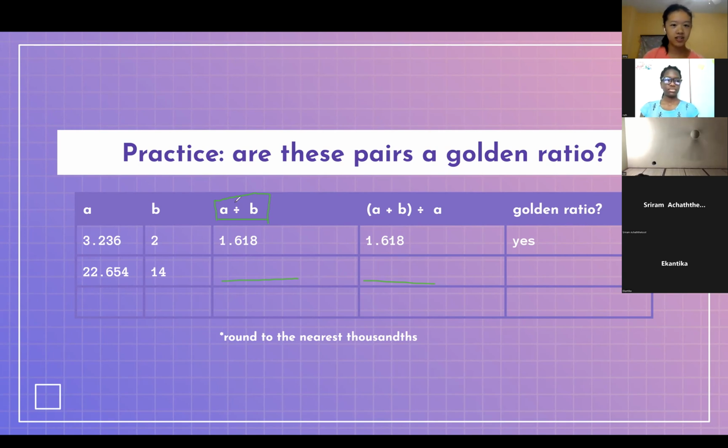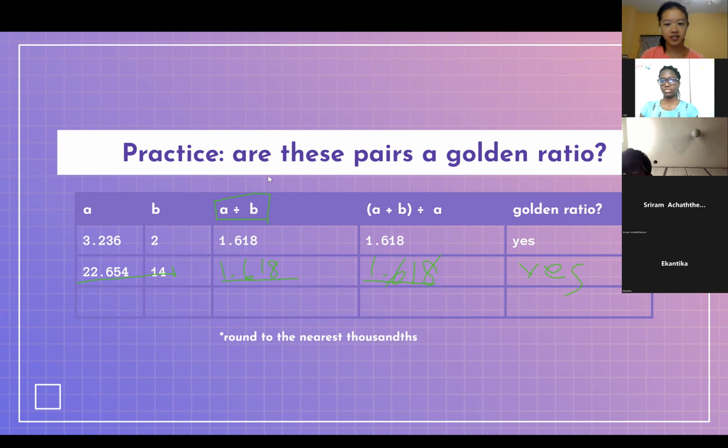Yeah, A divided by B for this example also equals 1.618. And A plus B divided by A, that would be 22.654 plus 14 divided by 22.654. So that also approximately equals 1.618. So these numbers would also be in a golden ratio. So this is another example of a pair of numbers that are in a golden ratio.